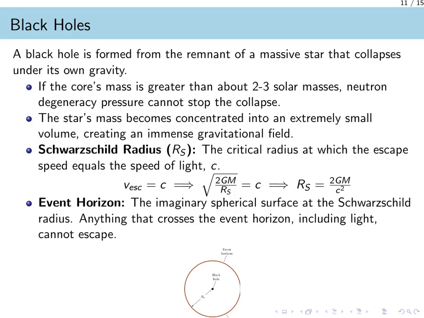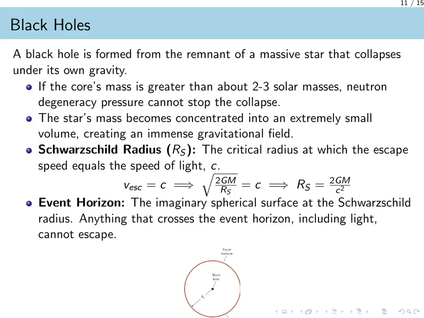The core continues to crush down into an incredibly small volume, creating an immense gravitational field. This leads us to a critical boundary defined by the Schwarzschild radius. This is the specific radius from the center of the mass where the escape speed becomes equal to the speed of light, c. The formula for this radius, rs, is 2 times the gravitational constant G times the mass, M, all divided by the speed of light squared.